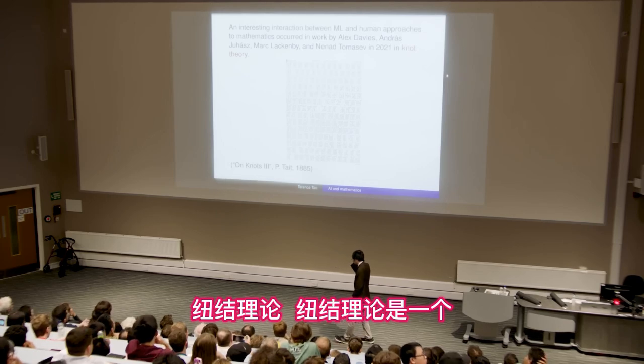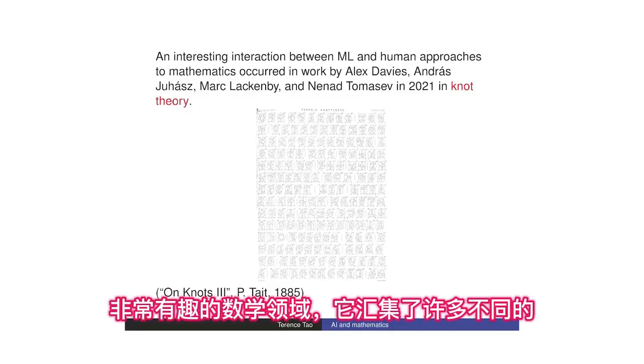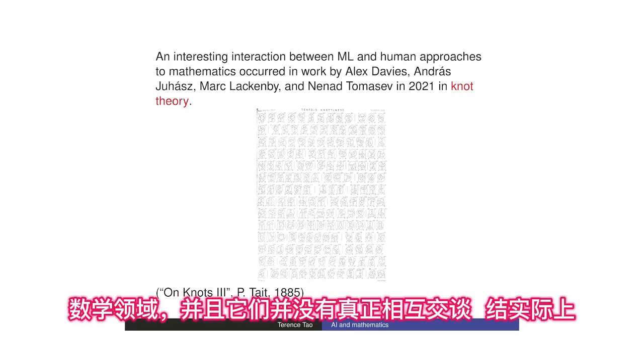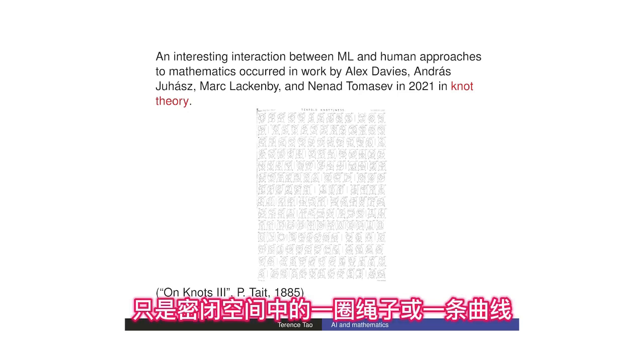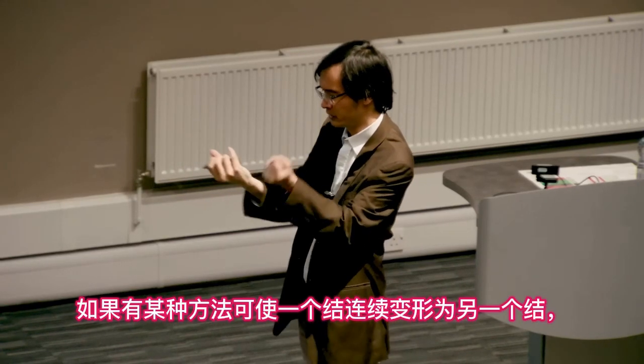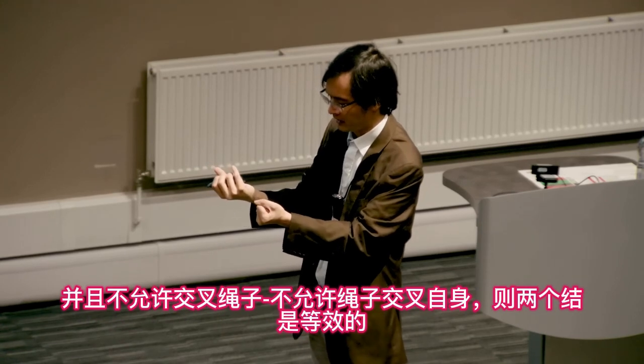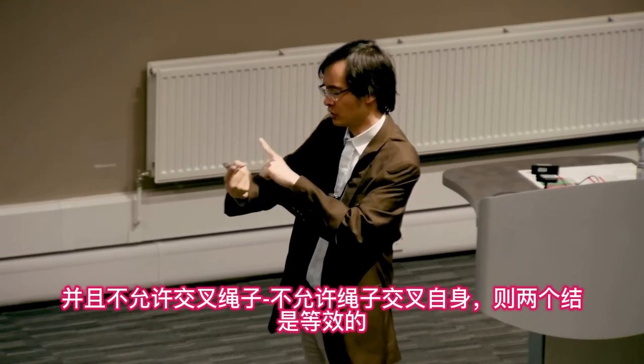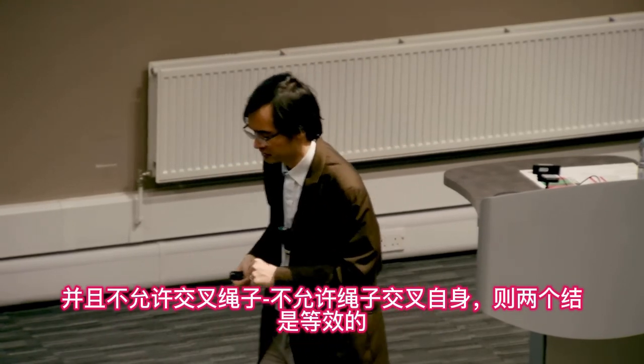So knot theory is quite a fun area of mathematics. It's interesting in that it brings together many different fields of mathematics, and they don't really talk to each other. So a knot is just a loop of string or a curve, really, in space that is closed. And two knots are equivalent if there's some way to continuously deform one knot to another, in which the string is not allowed to cross itself.